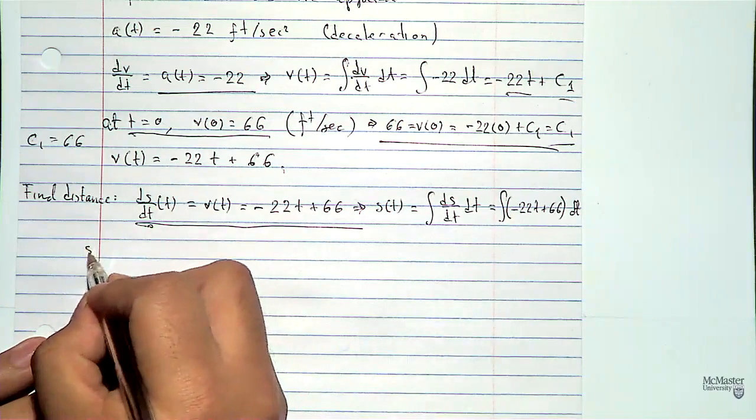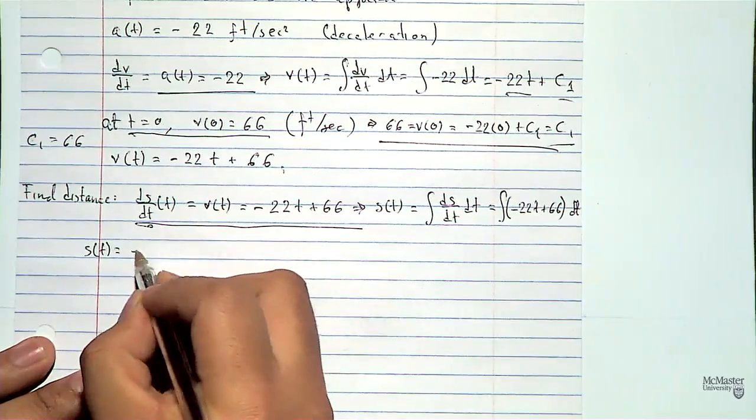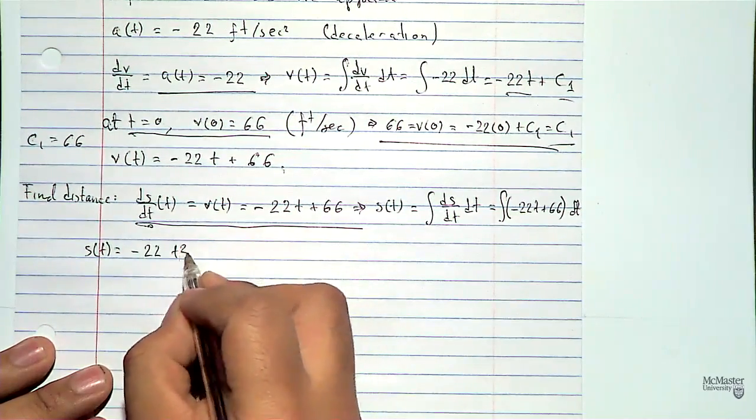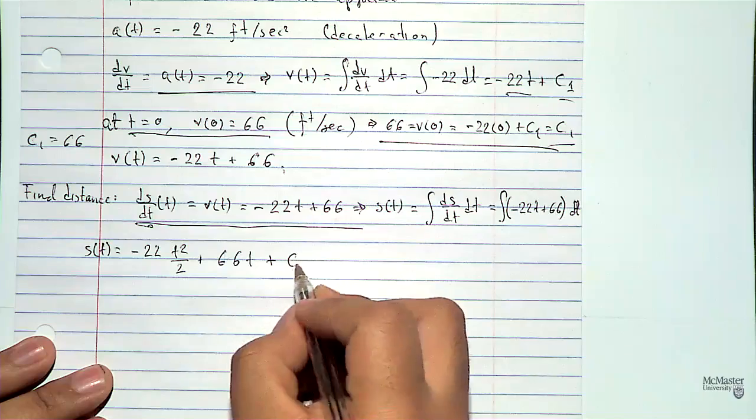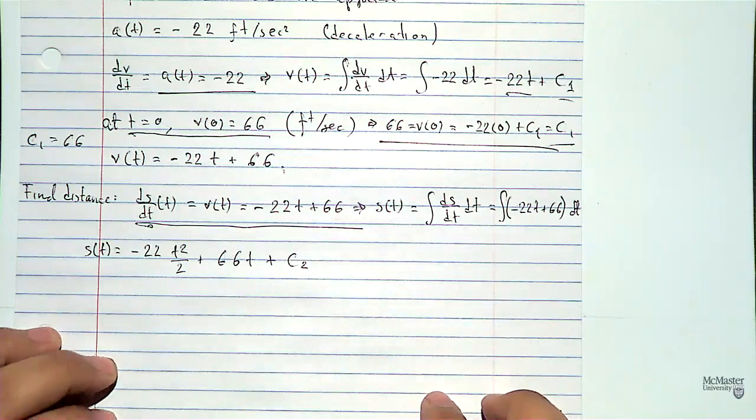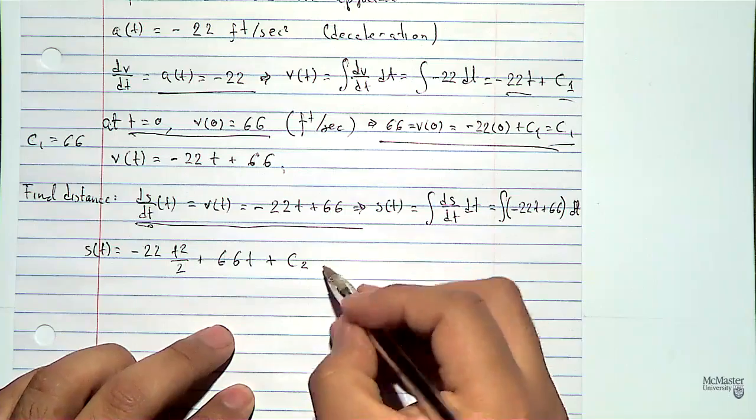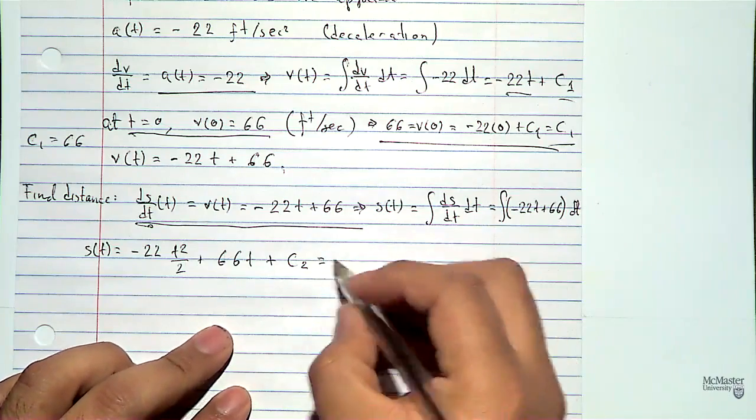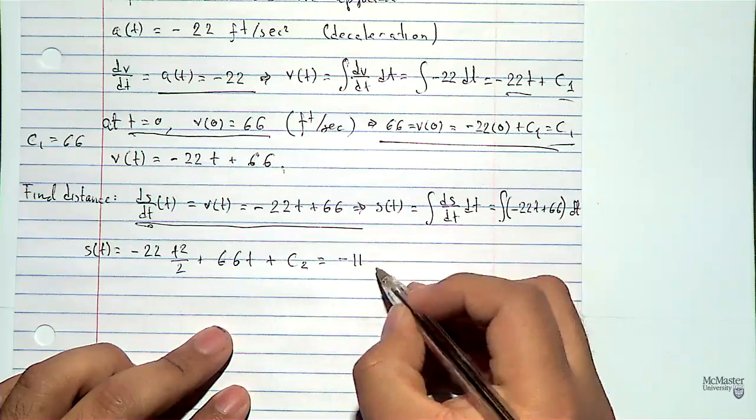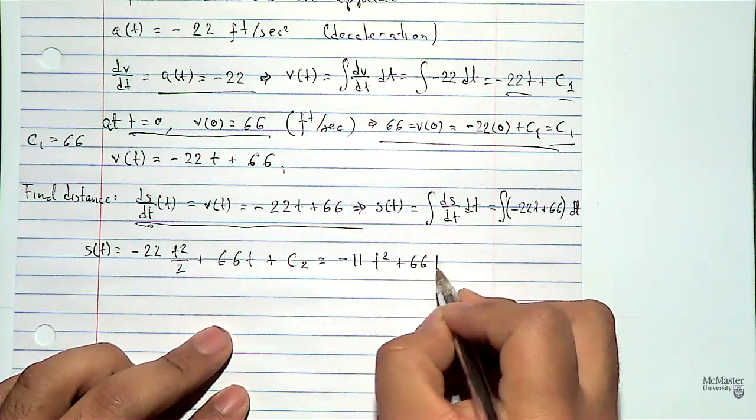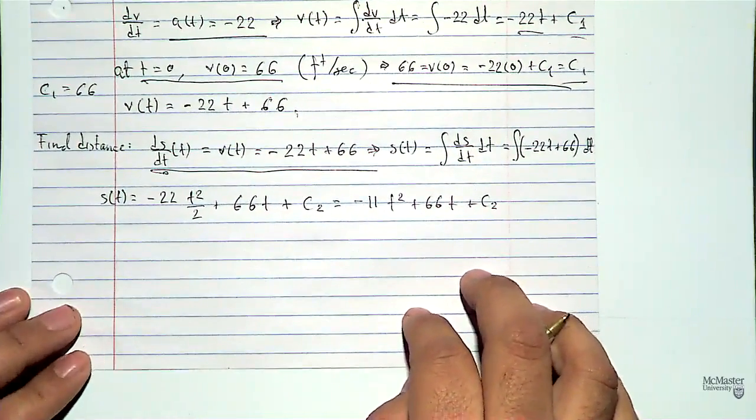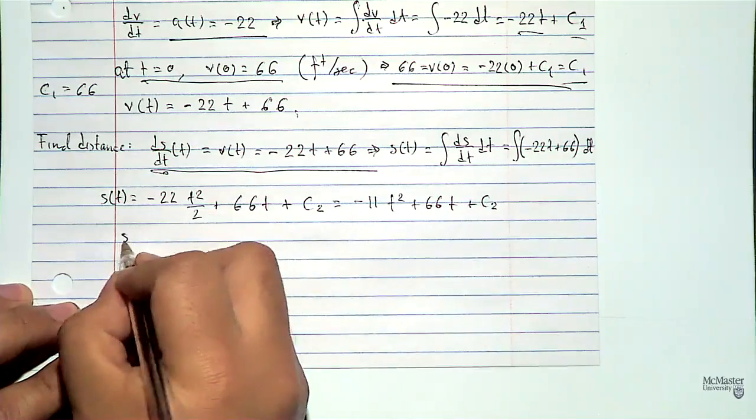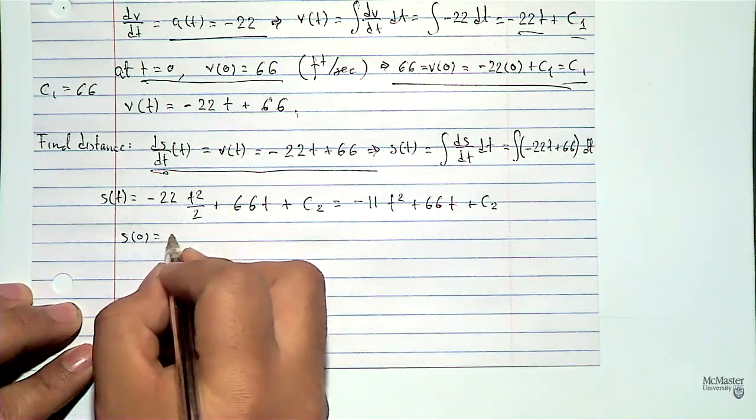So, we have s of t equals minus 22 t squared over 2 plus 66t, and then don't forget your constant of integration, which is a second constant of integration, c2. I simplify a little bit, I do the division, and I have minus 11 t squared plus 66t plus c2. Now, we have another initial condition, which is s of 0 equal to 0.